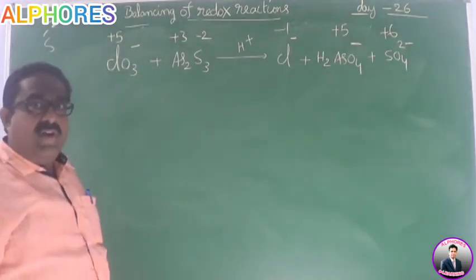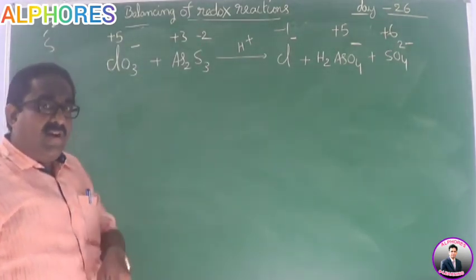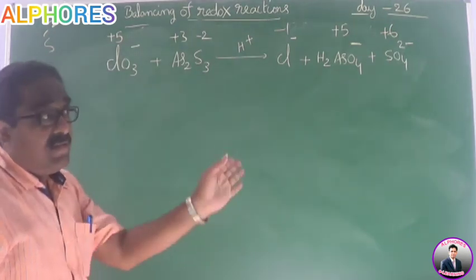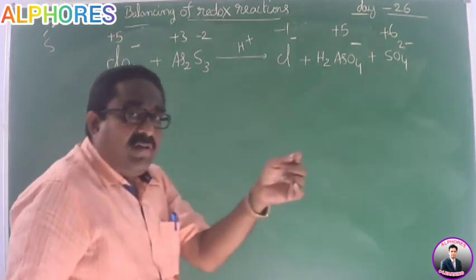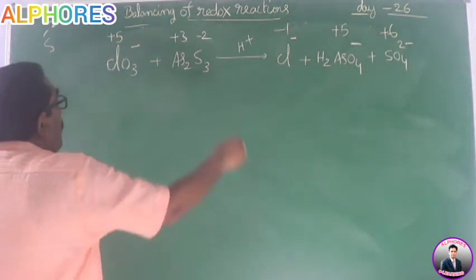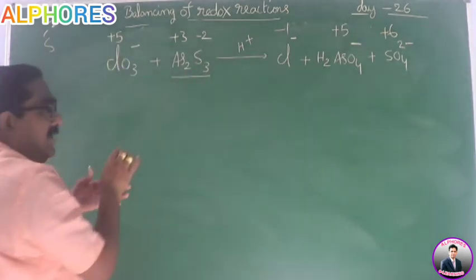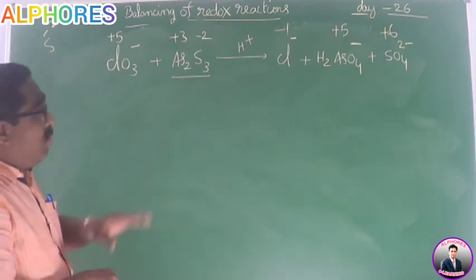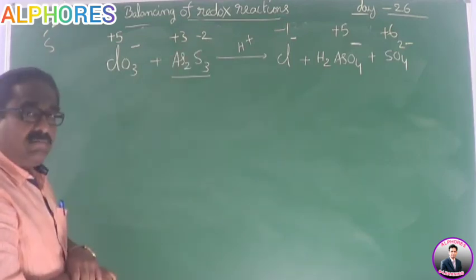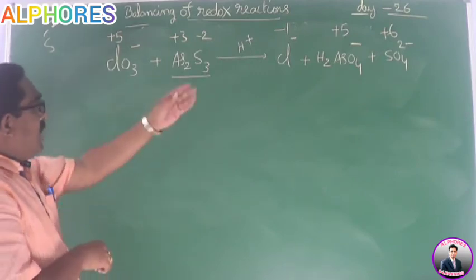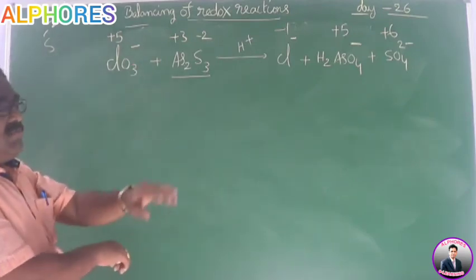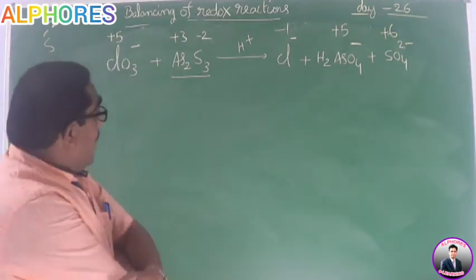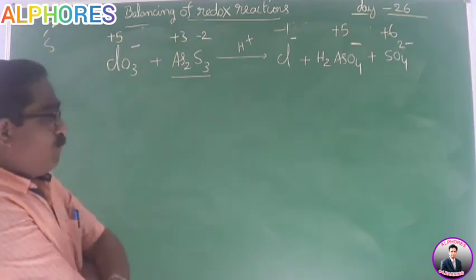If you observe this redox reaction, in all the previous reactions, in one reactant one species is oxidizing, and in the other reactant only one species is reducing. Here, within the same reactant, both species, arsenic and sulfur, are undergoing oxidation. That is the difference. Arsenic is changing from +3 to +5 and sulfur is changing from -2 to +6.